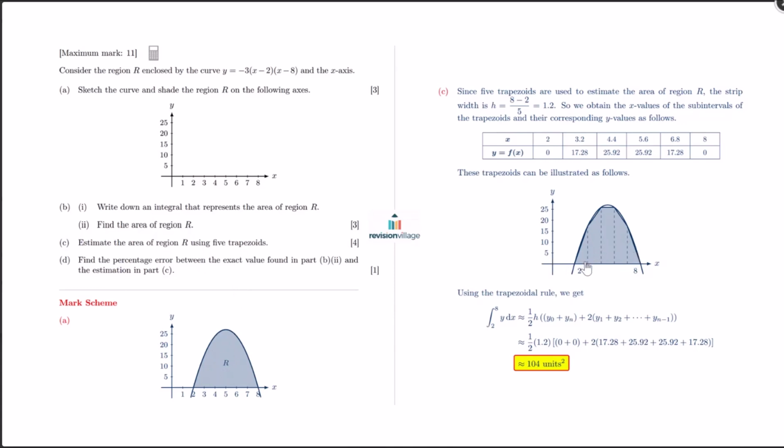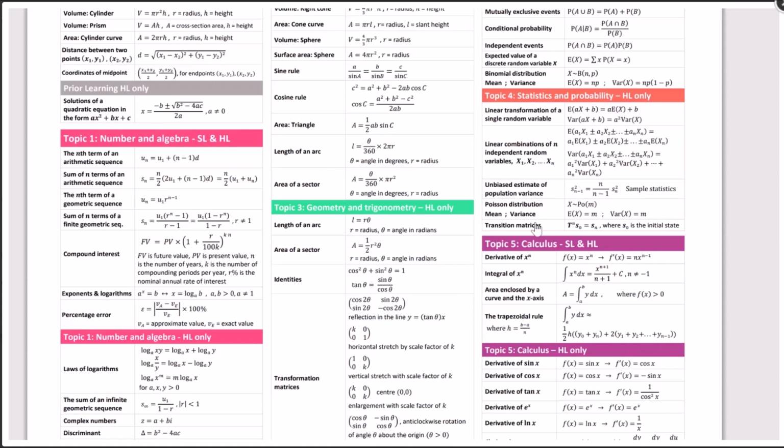The first trapezoid, it actually has no height on the left-hand side, and then it goes up to there. So that's the first trapezoid. The second trapezoid, I'll choose a different color again. Green will look like this, and so on and so on. So I've created 5 trapezoids here. Now, looking at the trapezoidal rule here, it is in the AI formula booklet. It's down in topic 5, SL and HL, this trapezoidal rule here.